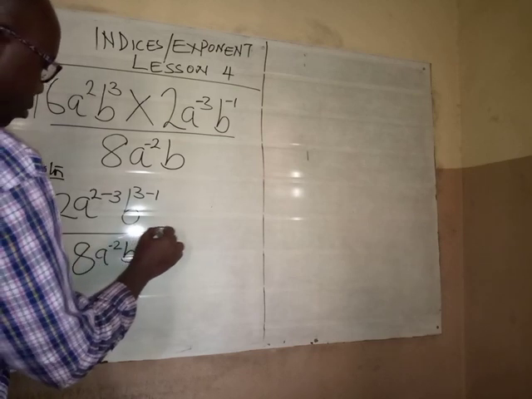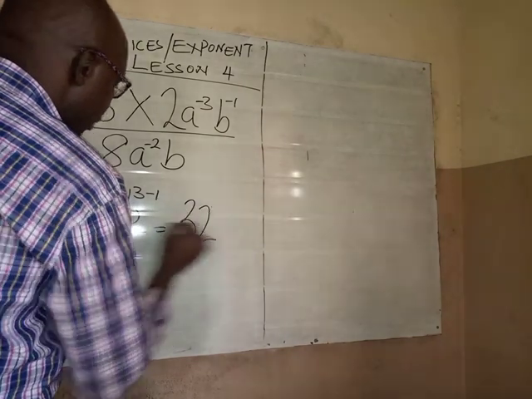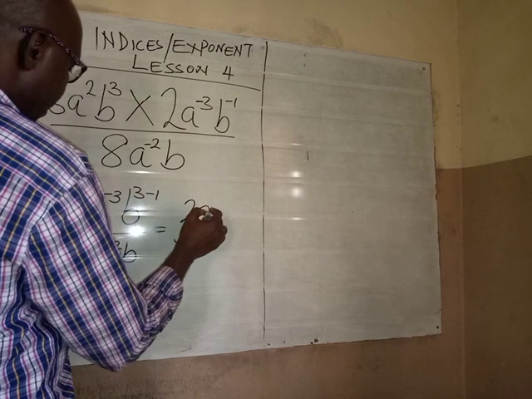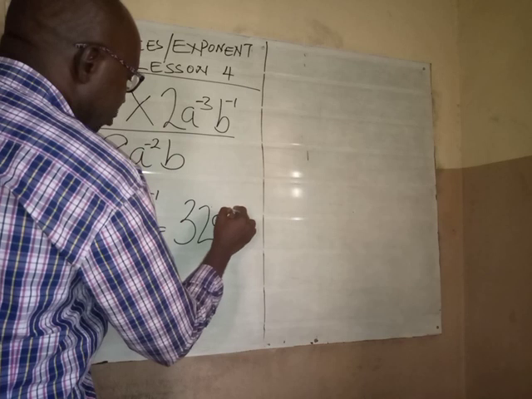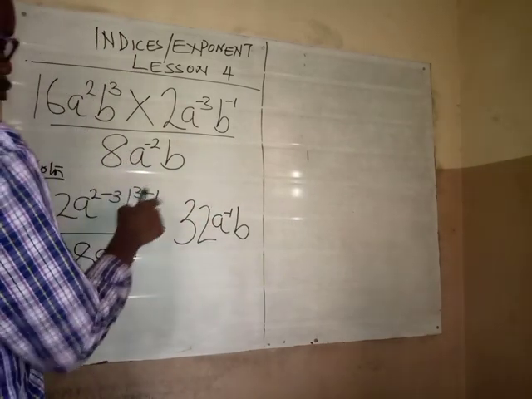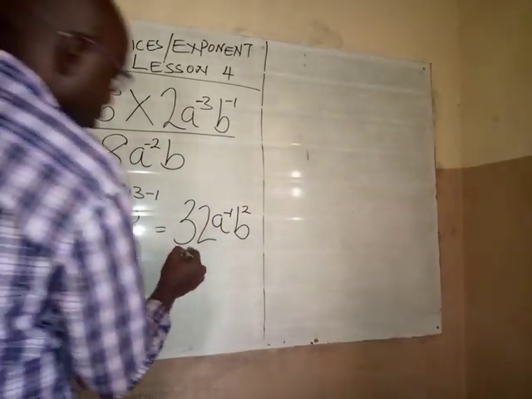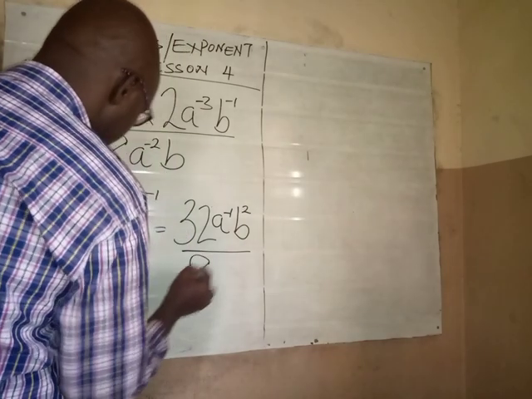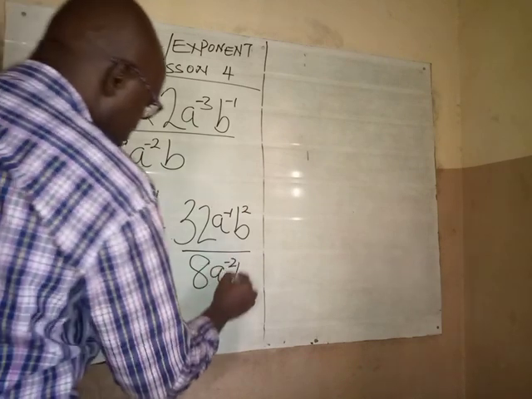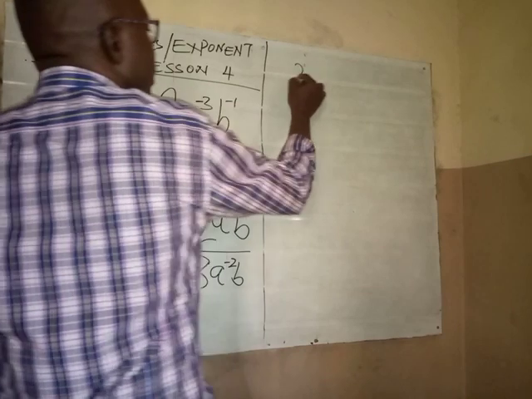2b. When we simplify this further, we now have 32a raised to power 2 minus 3, which gives me minus 1, so a raised to power minus 1. Then b raised to power 3 minus 1 gives me b raised to power 2, all over 8a raised to power minus 2b. We can still simplify further. Let's finish it up here.